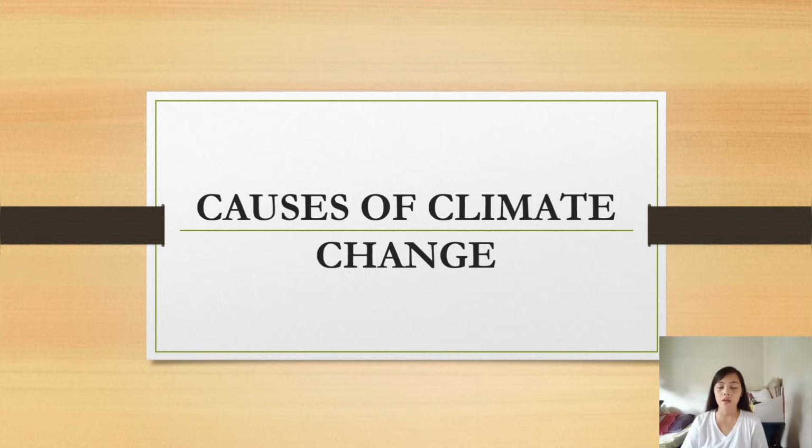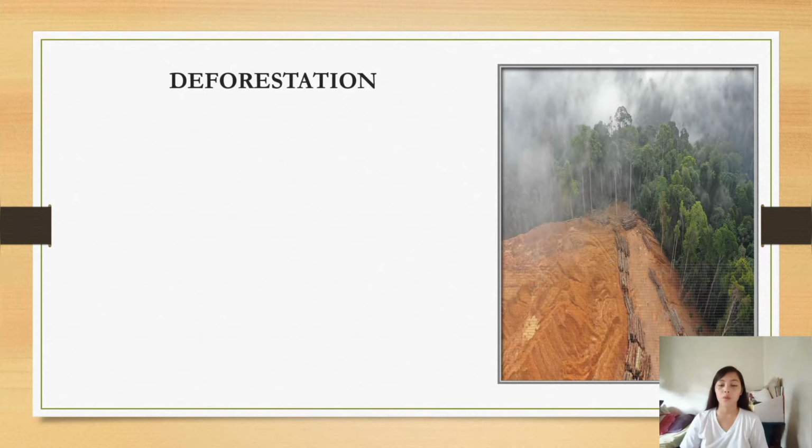Next is the causes of climate change. Usually, the climate change happens undeniably and because of human activity. One of the causes of climate change is deforestation.